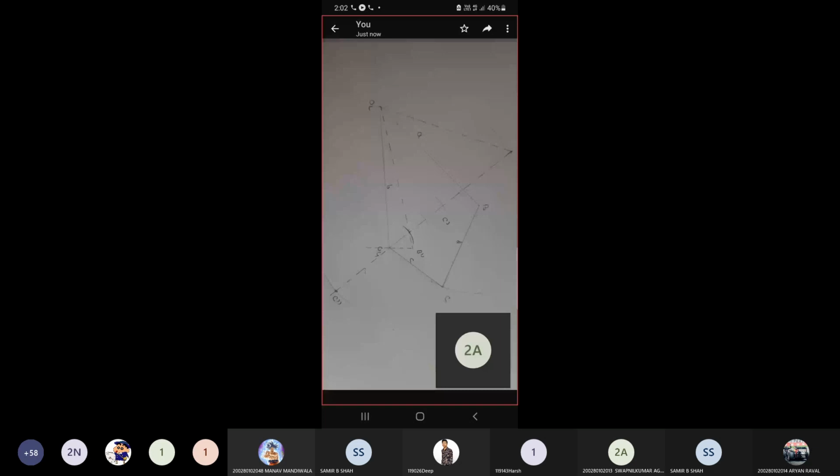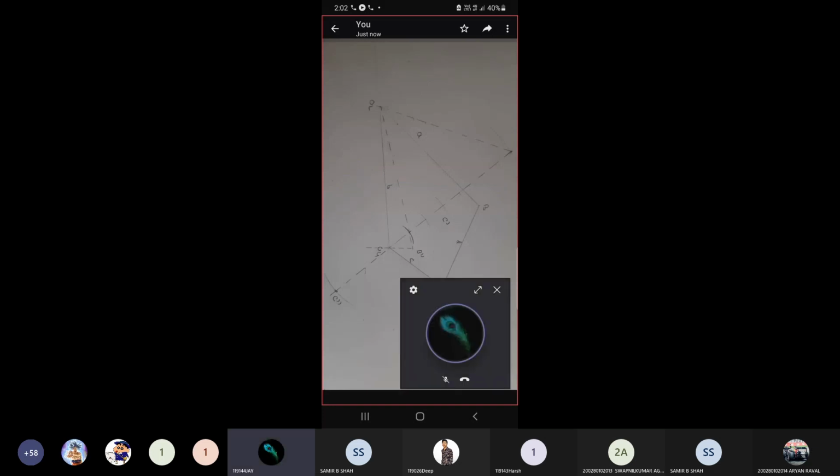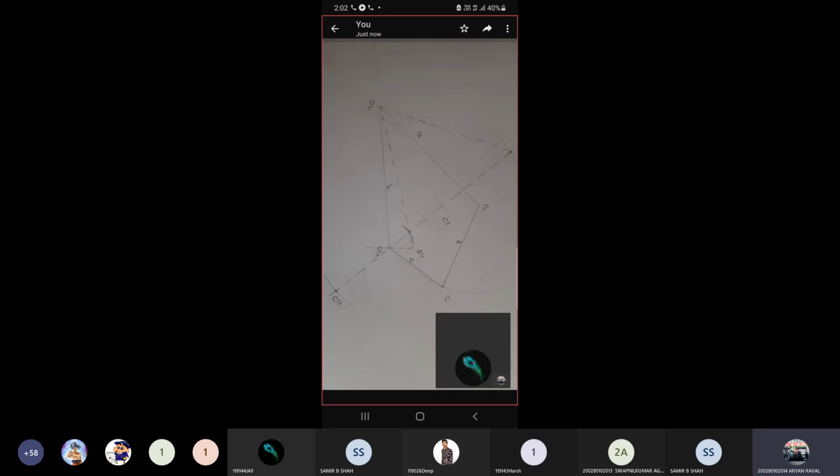Again, here there is some mistake. It must be in collinear position. Your B dash, your B double dash, O4 and C double dash are in one line. Must be in one line. Okay, sir, I made the arc at the wrong line. Yes, sir, got it. Okay.